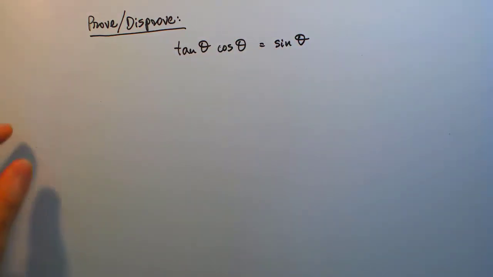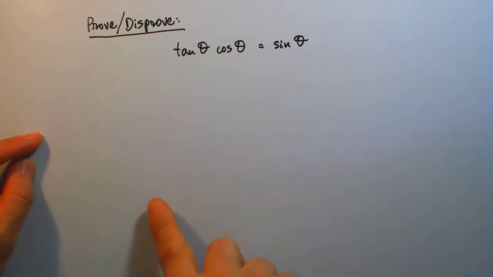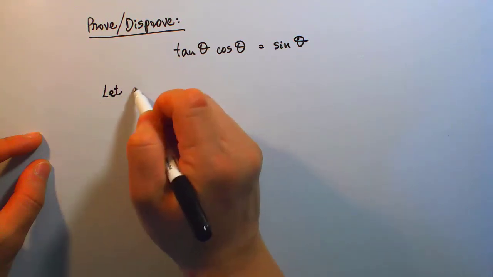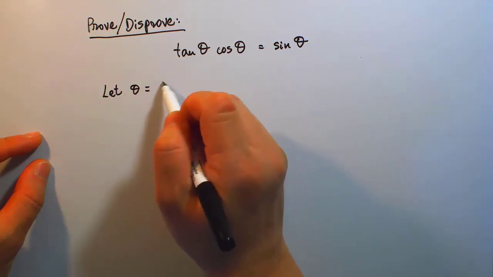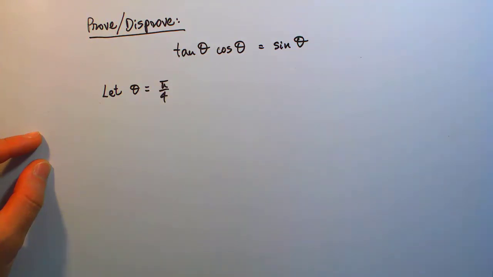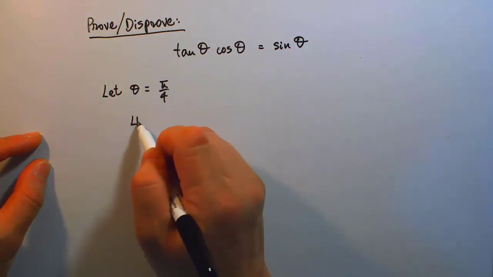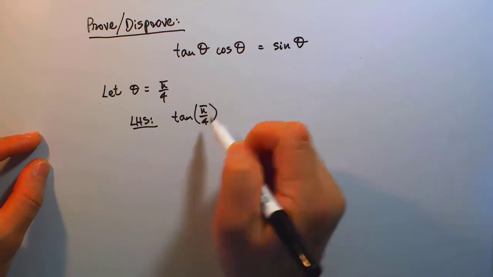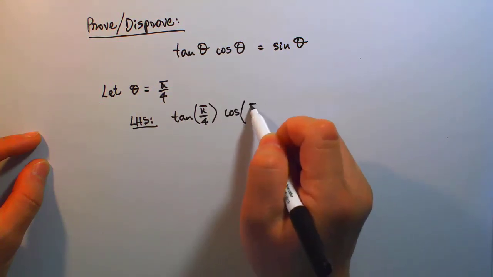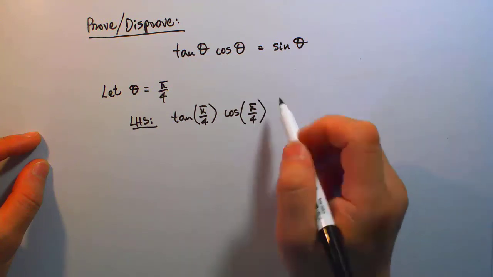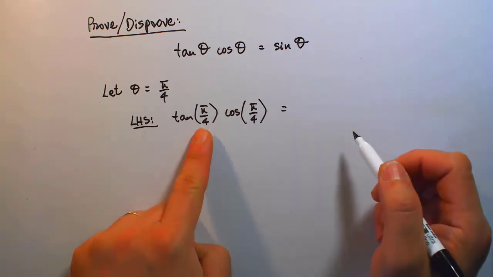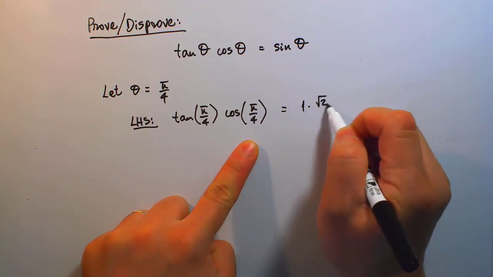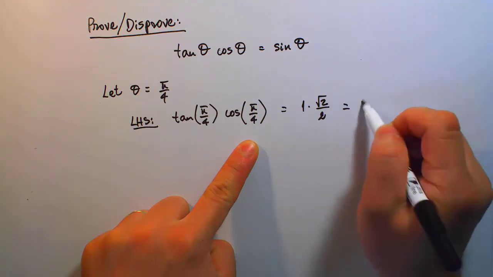And so with something like this, and like I said, from scratch, we can pick a value. Say, let theta equal pi over 4. On the left-hand side, quickly give me tangent of pi over 4 times cosine of pi over 4. Tangent of pi over 4 is 1, and cosine of pi over 4 is square root 2 over 2. So 1 times square root 2 over 2 equals square root 2 over 2.